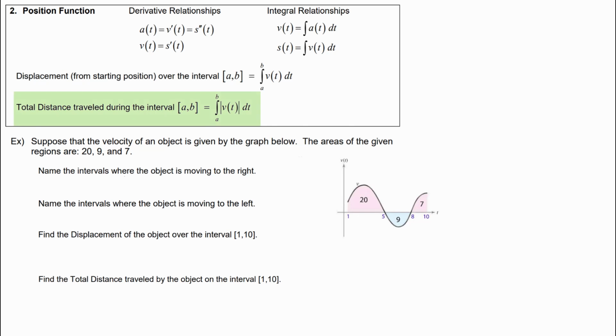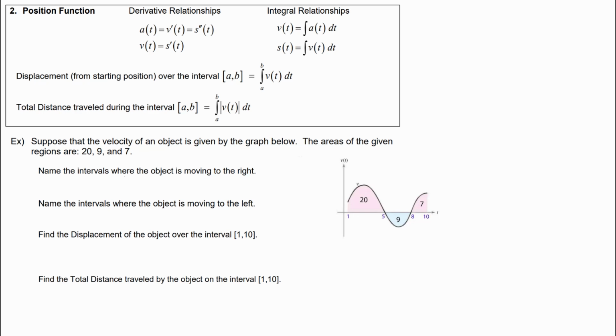Now, the total distance traveled during the interval a to b is equal to the integral of the absolute value of your velocity function from a to b dt. And for the example I just mentioned, that would be 2 units because you're going to take the absolute value. So moving left would still count as a positive unit. And you will have a positive 1 unit plus a positive 1 unit. So you would have traveled 2 units total.